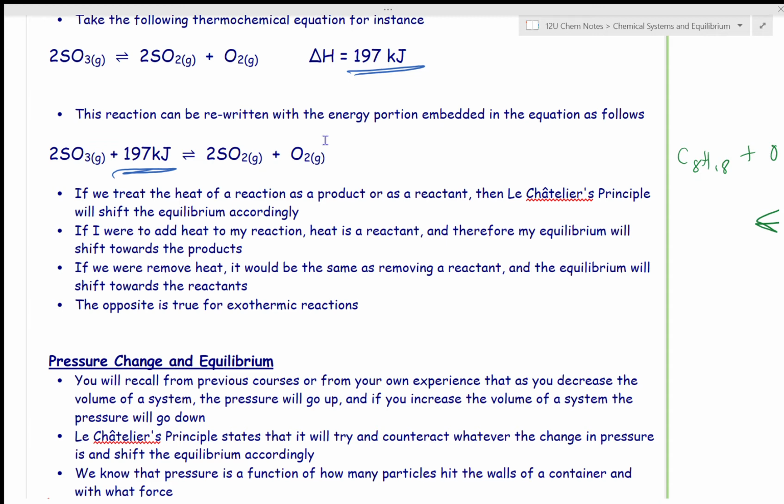If I were to take away heat, that's as if I'm taking away a reactant, then my equilibrium is going to try and make reactants. It's going to push to the left. So it's always going to do the opposite of what you're doing. So if I've got heat here and I add heat, it's going to push to the right. Because if I'm adding a reactant, it's going to push to make products. It's going to try and decrease the amount of reactant that I've added to the system. Okay, so that's how heat works.